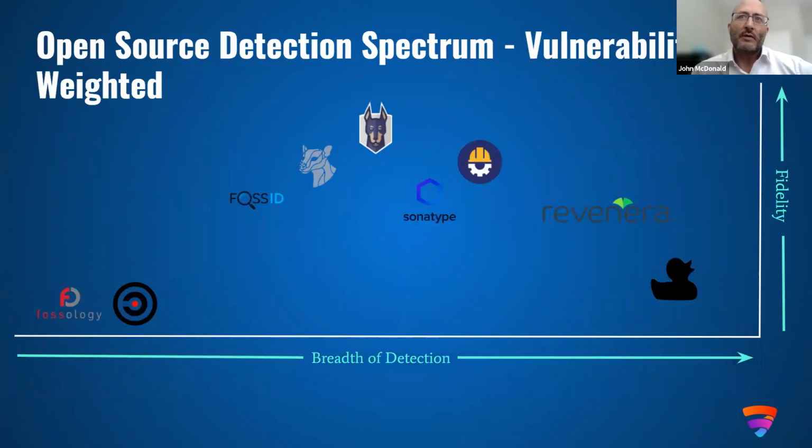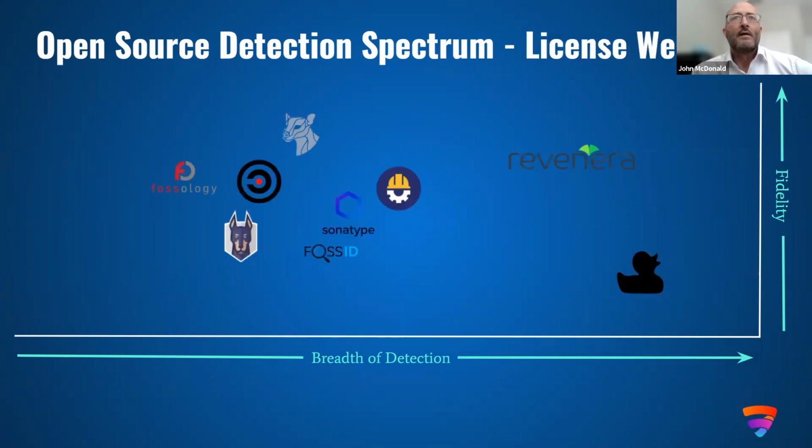If we overlay the most popular SCA vendors, weighted by their ability to find vulnerabilities in open source, we can see that Snyk is a clear leader in fidelity, but also falls short in breadth of detection. They're ultimately missing open source. Now let's flip to license-weighted SCA vendors, and clearly FOSSA leads in fidelity, but yet again, they lose points for their breadth of detection. Revenera and Black Duck clearly lead the license space with broader detection from Black Duck, but slightly higher fidelity from Revenera.